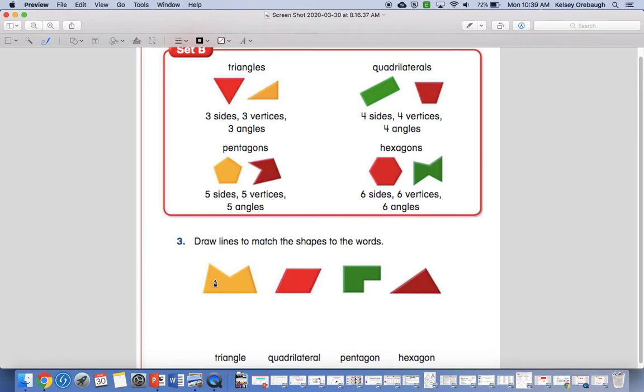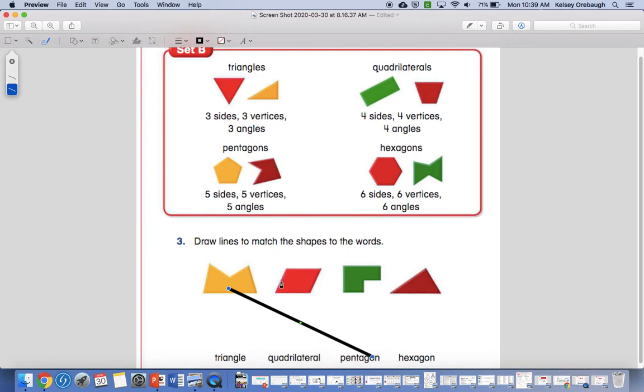So let's count the sides on this shape. 1, 2, 3, 4, 5. What do we call a shape with 5 sides, 5 vertices, and 5 angles? That's called a pentagon. All right, so let's draw a line. Pentagon, good. All right, next shape.